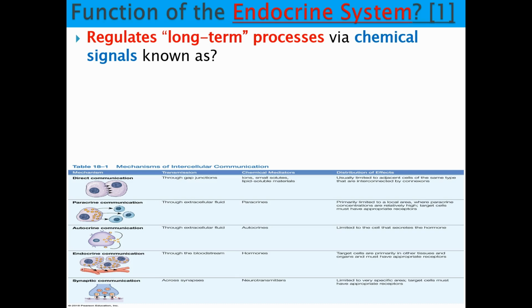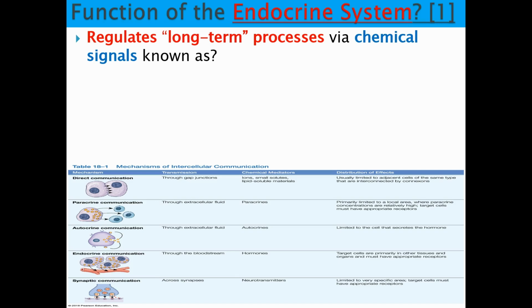Think of the whole changes that occur during puberty, right? Puberty hitting right around 12 and going through maybe 18, 19-ish. That whole range of puberty is all regulated through this endocrine system. And that's what we mean by regulating long-term processes.